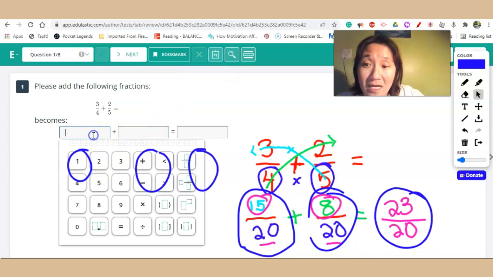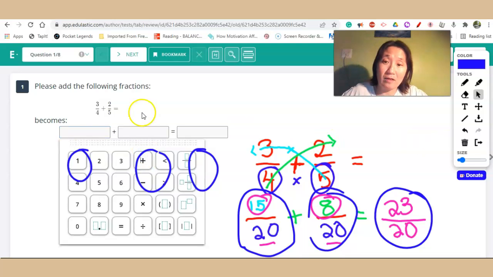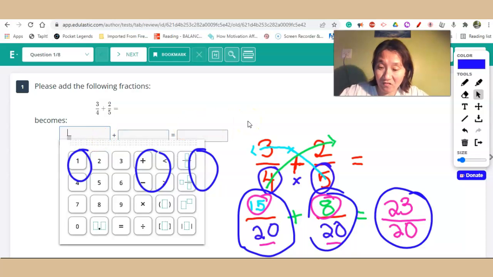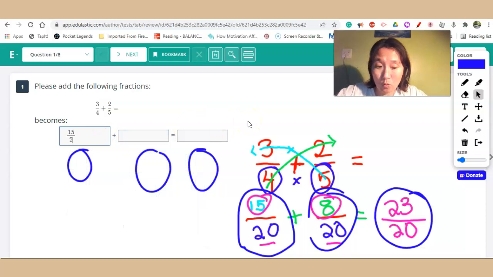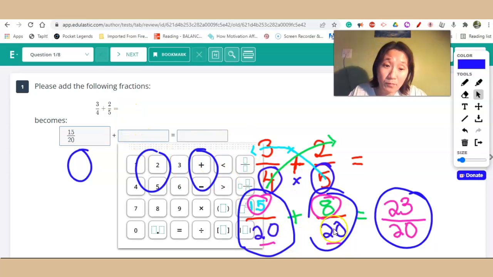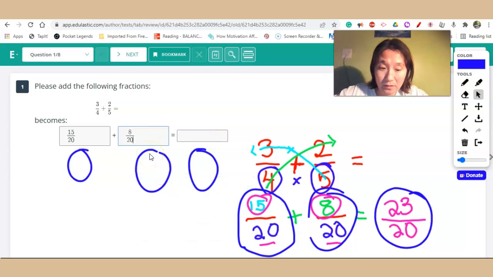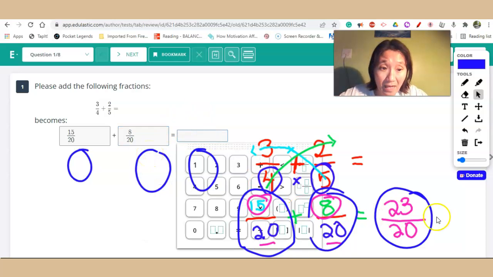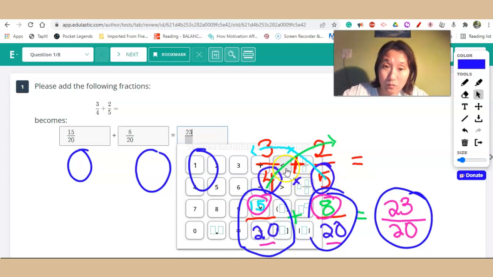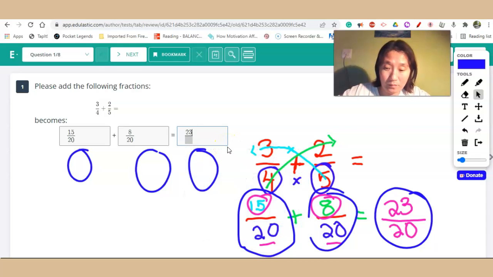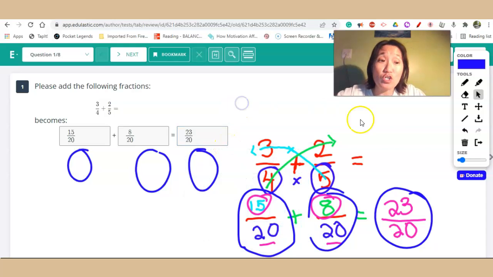Okay, so I'm going to click here. I'm going to type in here, so I'm going to put 15/20ths on this side. Okay, the 15/20 here. Now, I'm going to put 8/20, the 8/20 right there. So I'm going to click on the fraction, 8/20, and then here, I'm going to tab in and do the 20, so 23/20ths.